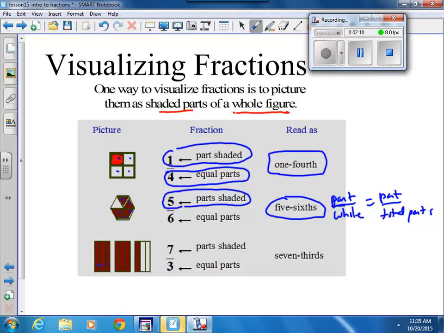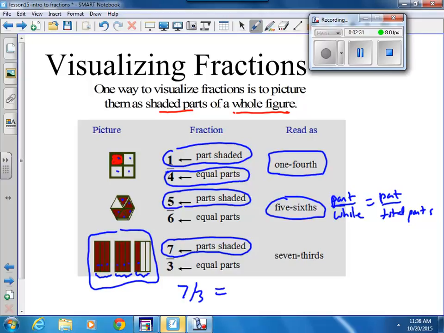1, 2, 3, 4, 5, 6, 7. 7 shaded parts. But how many equal parts are there? So 1, 2, 3. There's 3 equal parts. So this would be a visualization of 7/3, but think about this. I like to think about it like this. 7/3 really means 2 1/3. So that will probably make more sense to you.